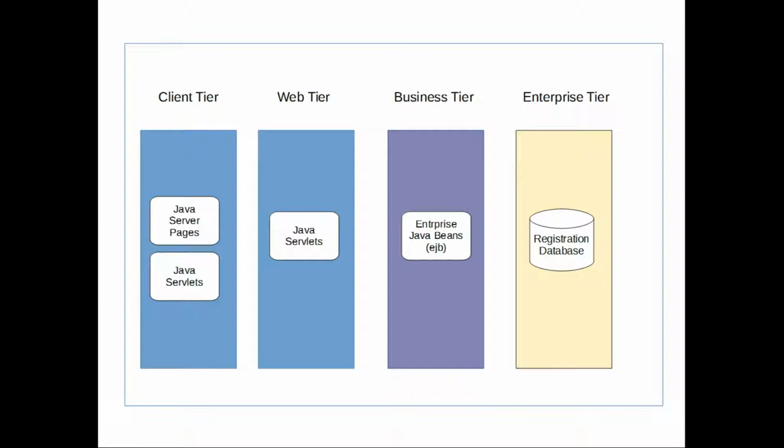In this video, we want to look at how to display the information that is on the database in this enterprise tier. How we're going to do that is we're going to create a Java servlet in the client tier that calls the Java beans in the enterprise tier, which gets the information from the registration database in the enterprise tier.